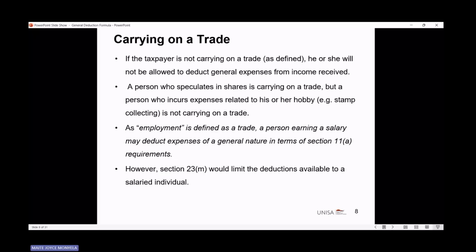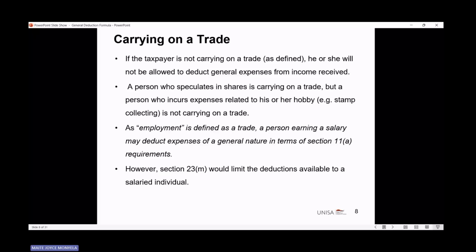So we're still on carrying on a trade. If a taxpayer is not carrying on a trade as defined, he or she will not be allowed to deduct general expenses from income received. The general deduction formula says you are allowed to deduct general expenses from income received, but the general expenses need to qualify according to the definition and requirements of the general deduction formula. A person who speculates in shares is carrying on a trade, but a person who incurs expenses relating to a hobby is not carrying on a trade.